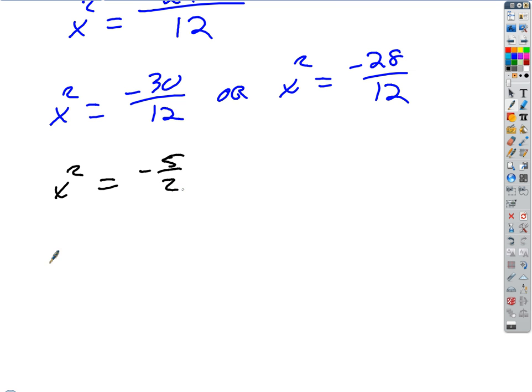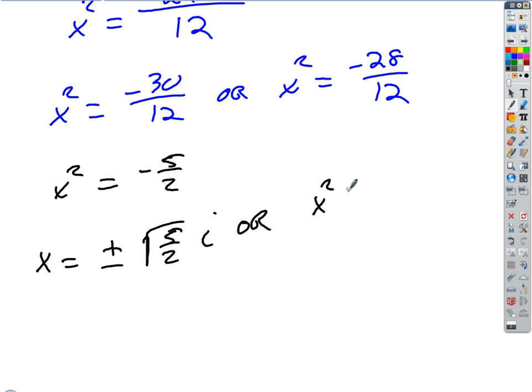Minus 5 halves. So x is going to equal plus or minus the square root of 5 halves i, which we could simplify, and we could get the square root of 2 off the bottom. Let's not bother, right? What's this one going to give us over here? This would simplify to 7/3, negative 7/3.